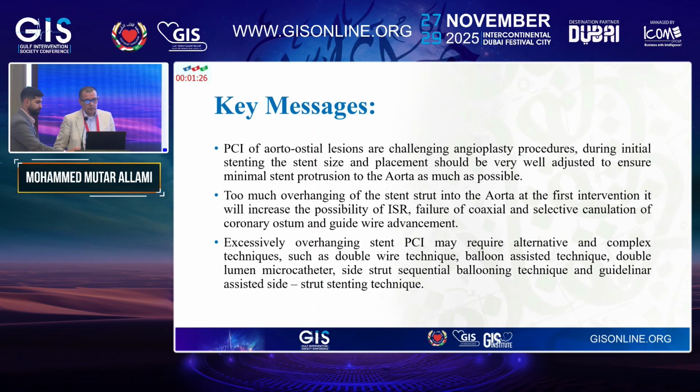So my key messages: PCI of aorto-ostial lesions are challenging angioplasty procedures. During the initial stenting, the stent size and placement should be very well adjusted to ensure minimal stent protrusion into the aorta as much as possible. Too much overhanging of the stent into the aorta at the first intervention will increase the possibility of ISR, and failure of coaxial and selective cannulation of the coronary ostium and guide wire advancement.